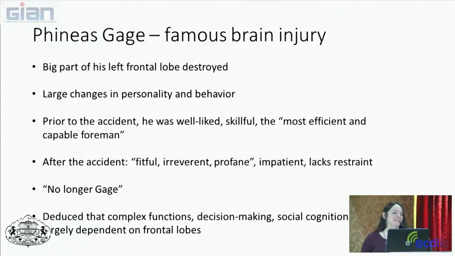And I imagine if any of us had some sort of accident of that scale, maybe we'd be pretty crabby about it too. But these were indeed changes in his personality and behavior that were attributed to a very specific localization point in the head. And so they deduced from Mr. Gage that the frontal part of the brain was responsible for the more complex functions of decision making and social cognition, sort of controlling how you act in a social environment and your behavior to others.